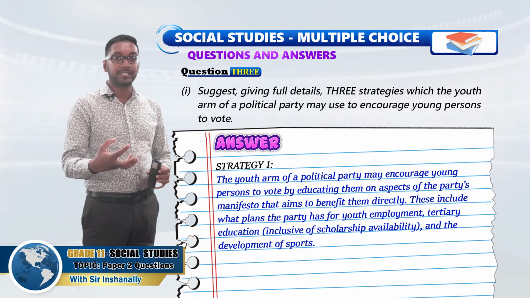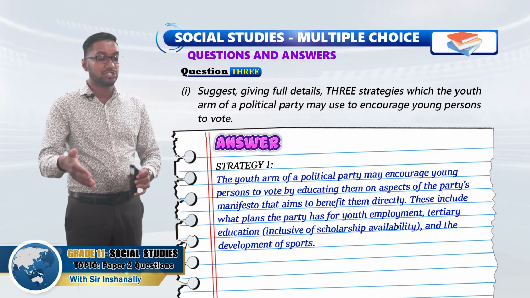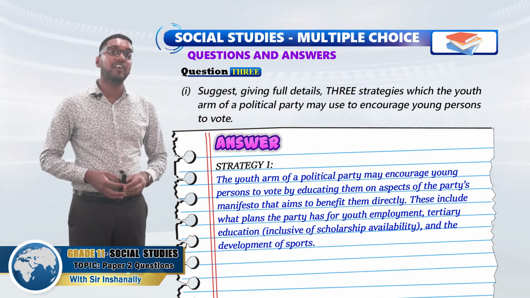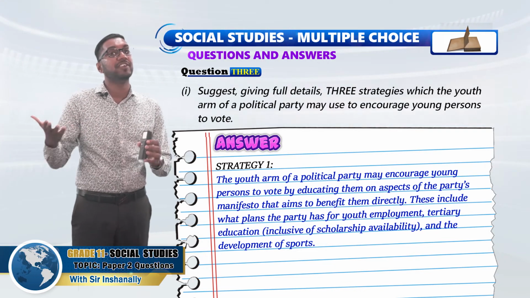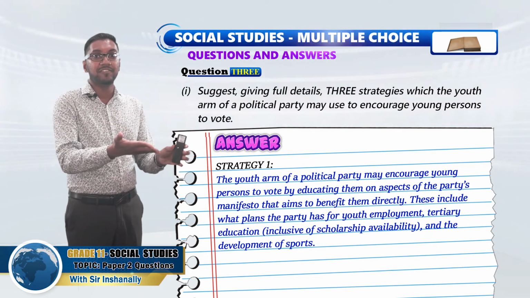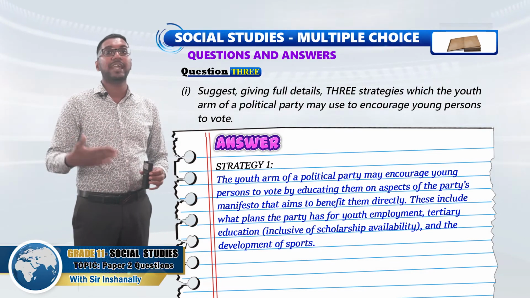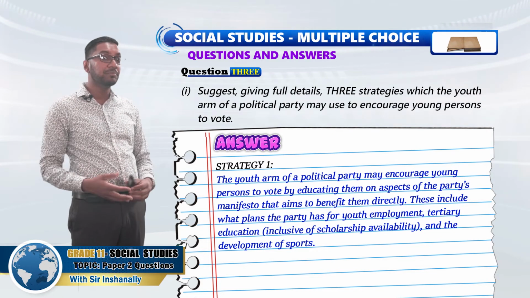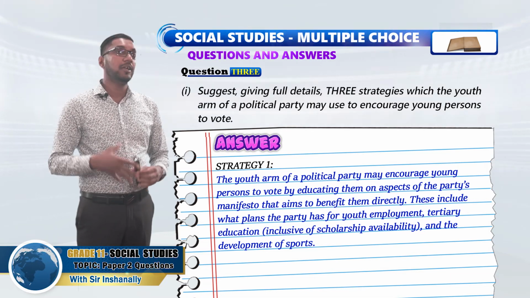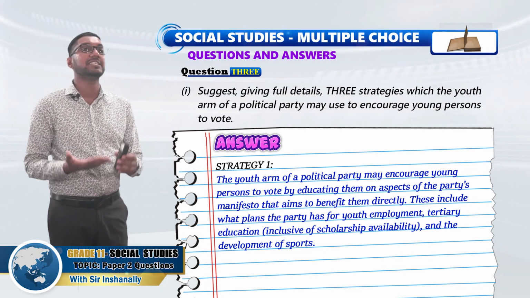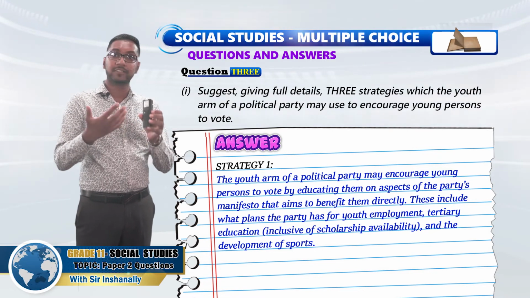So it's very important that the youth arm of a political party speaks about issues that the youths are very much concerned about. For example, they want to know what jobs would be available for them when they leave their tertiary institution. They want to know if tertiary education is going to become more affordable, if there's going to be more scholarships for young people. They want to know what recreational activities are there for young people. Is there going to be a push for the development of sports?